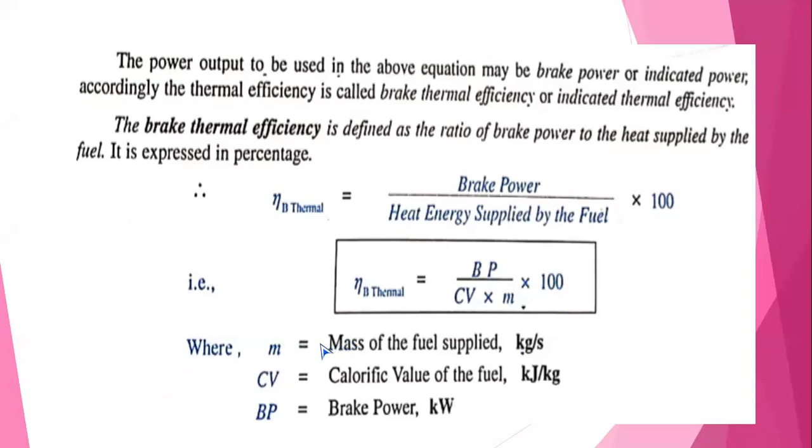Then M is the mass of the fuel supplied. Remember, the mass of the fuel supplied is in kgs per second. Next, the calorific value of the fuel. You have a separate calorific value for petrol and diesel, represented in kilojoules per kg. And the brake power: in the previous step, you calculated the brake power in case of 2-stroke engine and 4-stroke engine, that is in kilowatts.